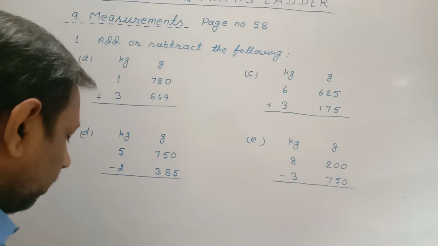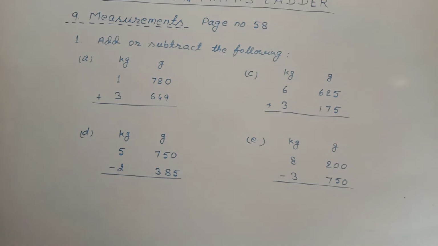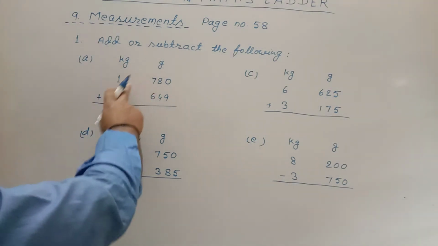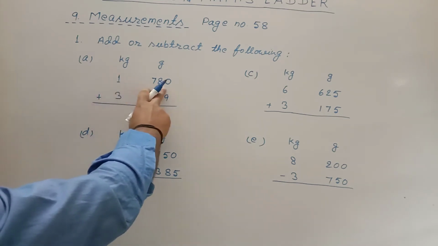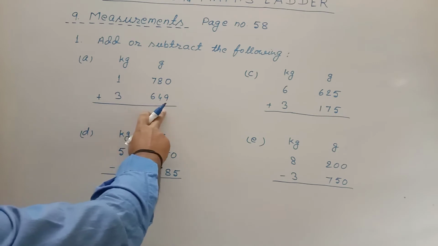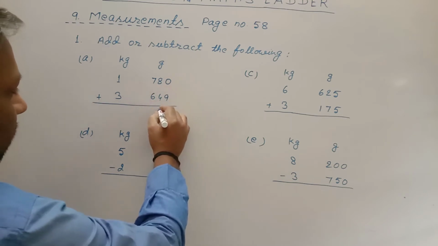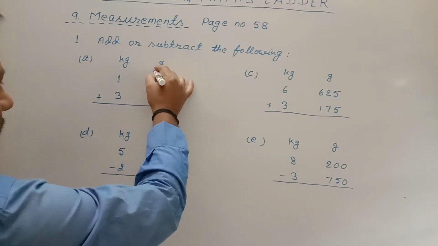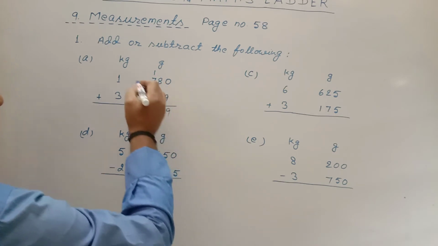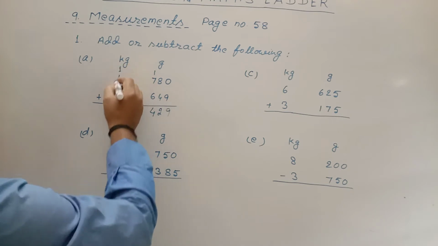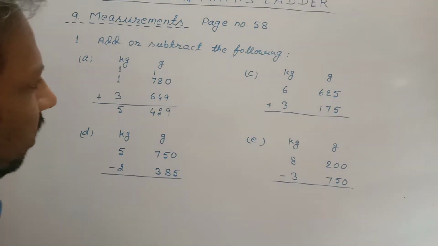Page number 58, question number 1, add or subtract the following. Question number A, 1A. Two columns are there, kg and gram. In kg, 1 kg, in gram 780 gram. 1 kg 780 gram, 3 kg 649 gram. We are asked to add this. So 0 plus 9, 9, 8 plus 4, 12, 2 of 12 here, carry 1, that one will come here. 1 plus 7, 8, 8 plus 6, 14, 4 of 14 here, carry 1, that one will come here. Now 1 plus 1, 2, 2 plus 3, 5. So this became 5 kg 429 gram.